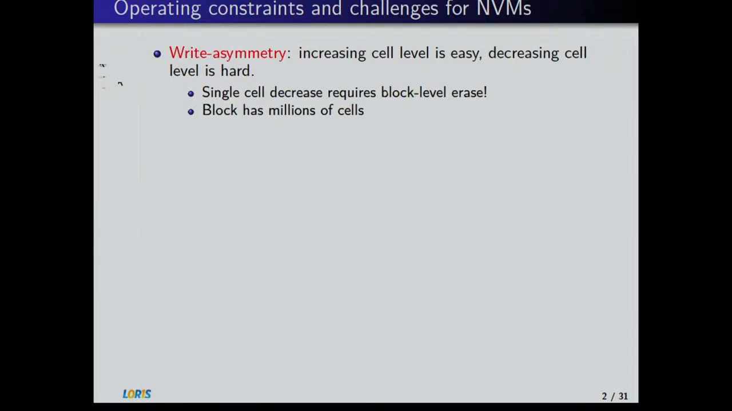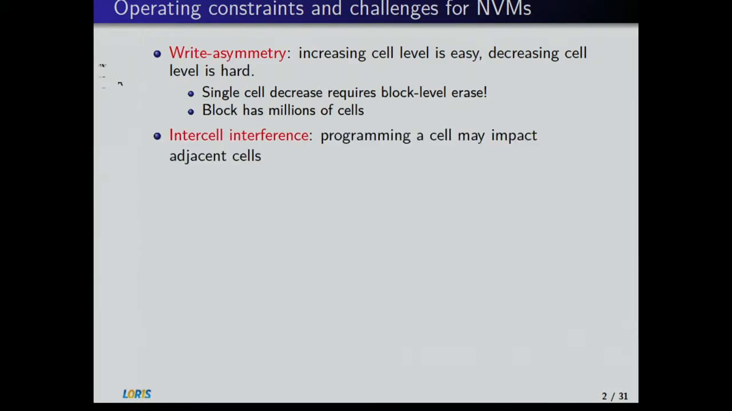So, write asymmetry. In a nutshell, increasing a cell level is easy. Let's say 0 is a lower level and 1 is a higher level. If you want to go from 0 to 1, that means you're injecting charge. For the moment, let's assume that's easy. Decreasing a cell level, meaning removing a charge, is hard. The reason for this has to do with the physical architecture of these cells: you have to access and erase an entire block. That means you have to access and erase millions of cells, even though, in principle, you may want to erase only one. So you may be erasing and updating cells that in reality should not be updated.